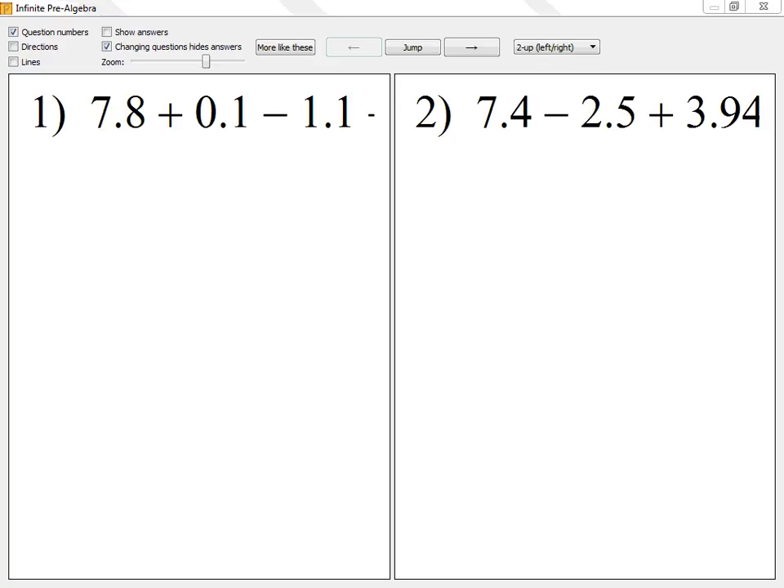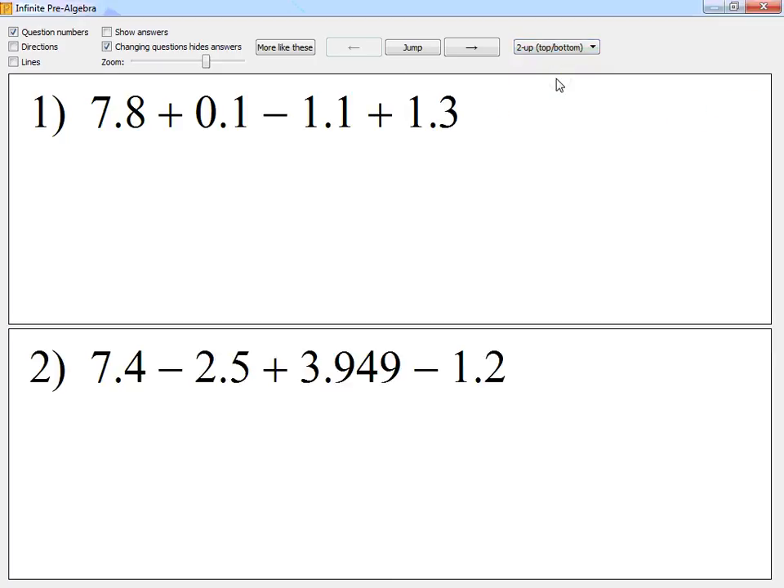For today we're reviewing for the final. There's 3 things we need to cover. The first 10 questions have addition and subtraction of positives and negatives.